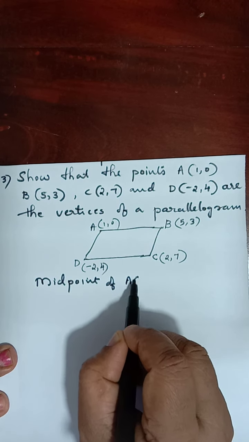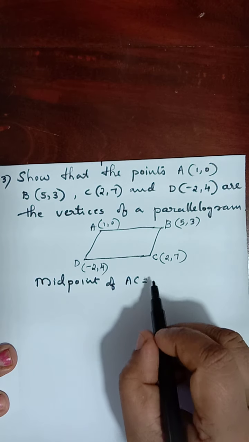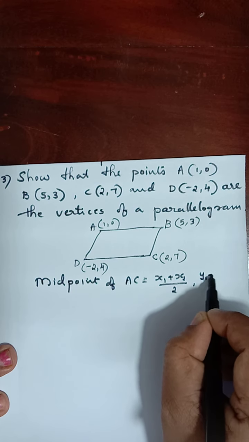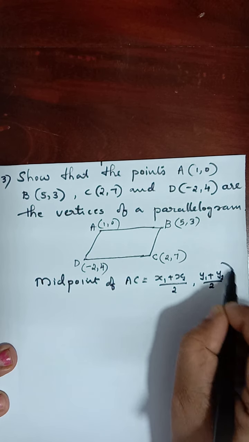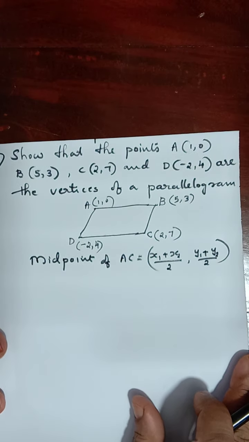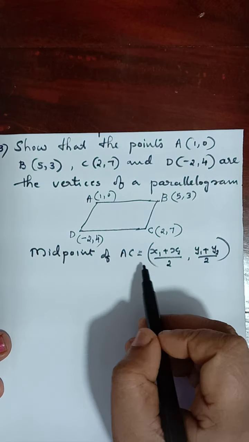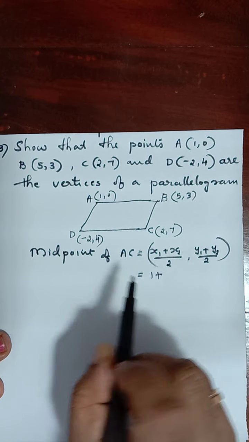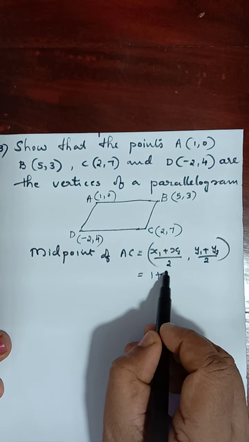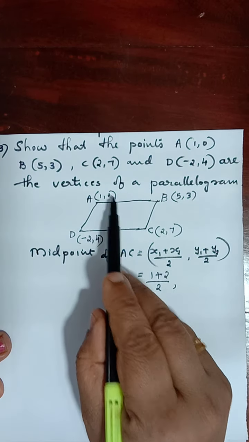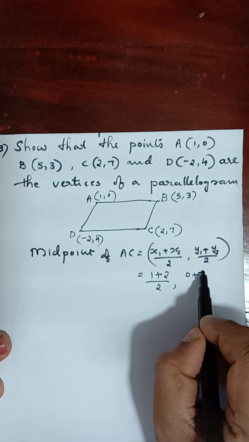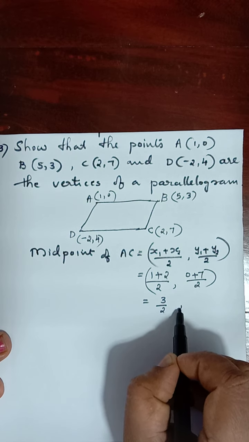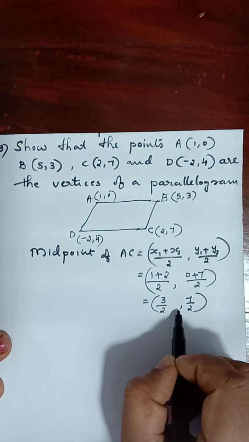Midpoint of AC means x1 plus x2 by 2, y1 plus y2 by 2. This is how we have to show. Now for AC, A will be x1, y1, C will be x2, y2. So x1 plus x2 by 2, y1 plus y2 by 2: 1 plus 2, 3 by 2, and 0 plus 7 by 2, here it is 7 by 2. Let it be there.